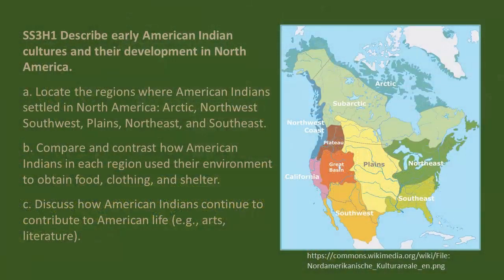In this video, we will continue looking at the cultures of early American Indians and the ways in which they used their environment to obtain food, clothing, and shelter. In the previous video, we examined the peoples living in the Southeast and Northeast. In this video, we will focus on the Arctic, Plains, Southwest, and Northwest regions.